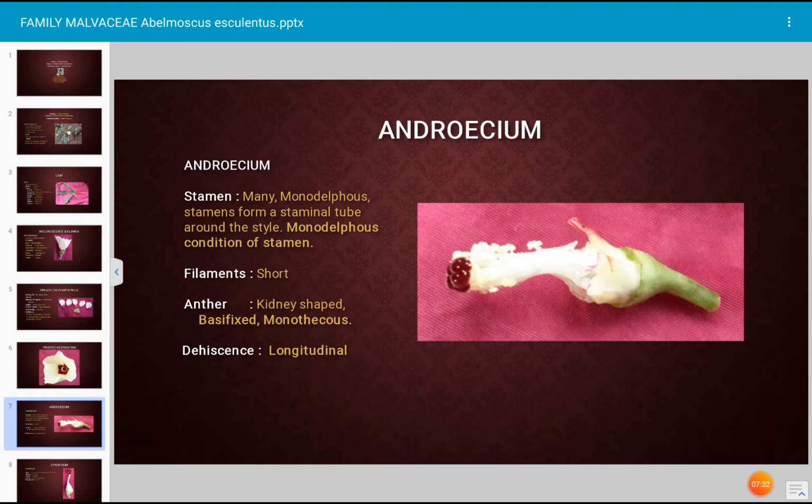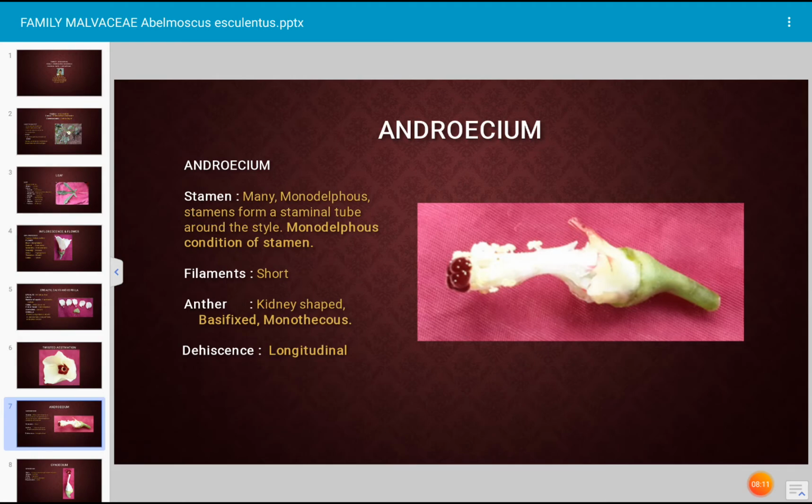Androecium consists of stamens, and there are many stamens. All the stamens are united, the filaments of the stamens are united to form a tube-like structure. That tube is described as the staminal tube, through which the style runs. This staminal tube is formed by union of filaments, and such a bundle of stamens is called the monodelphous condition. This is the monodelphous condition of stamen.